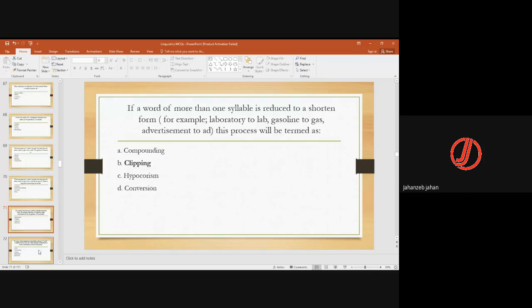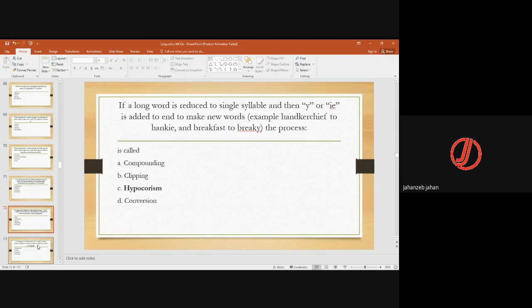If a word of more than one syllable is reduced to a shortened form, for example, sometimes laboratory is lab, gasoline is gas, advertisement is ad. So this process is called clipping. Doctor को doc कर दिया हमने, professor को prof कर दिया. So this is clipping.